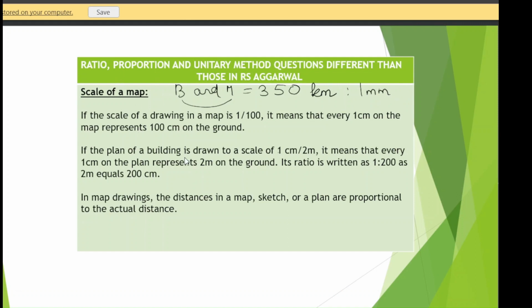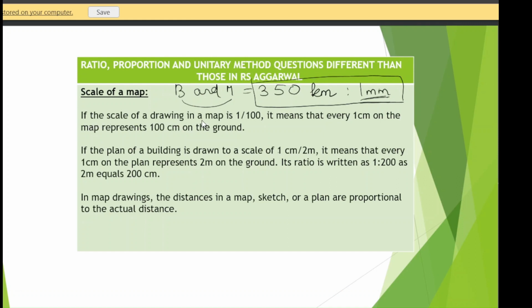For map, I might take it as 1 millimeter distance between Bangalore and Mangalore. If I am showing the whole of India, then distance between Bangalore and Mangalore, maybe I'll take it as 1 millimeter. Then I have to give a scale like this, that every 1 millimeter on the map is actually equal to 350 kilometer on ground. Then only the person who is looking at the map can relate to what will be the actual distance between 2 points on the map.